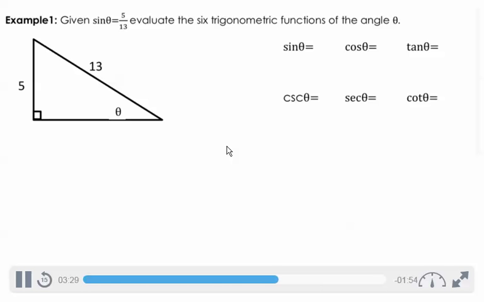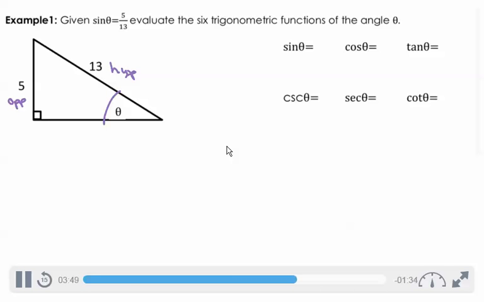We're given that the sine of theta is 5 over 13. So we can see that right here. We have my angle theta. The opposite side, the side across from theta, that's the 5. And then the 13 is the hypotenuse. And if you remember that sine is opposite over hypotenuse, that's where the 5 over 13 is coming from.